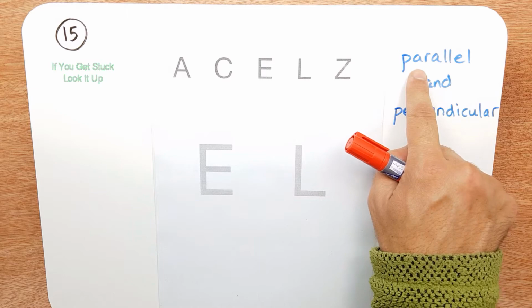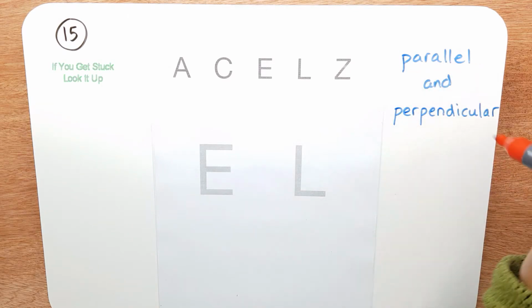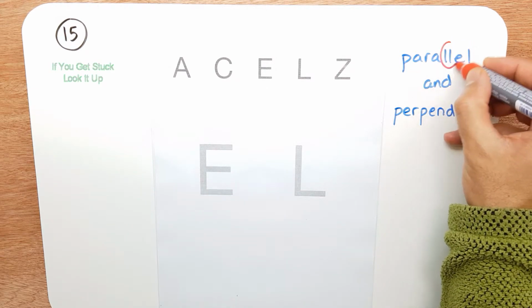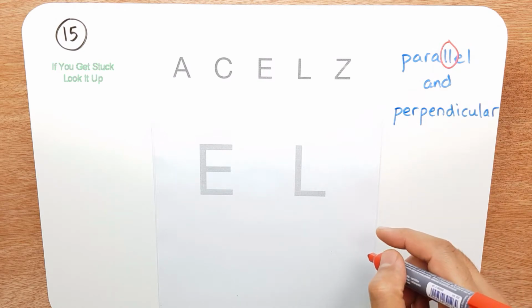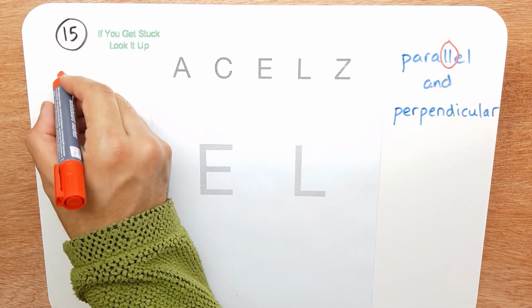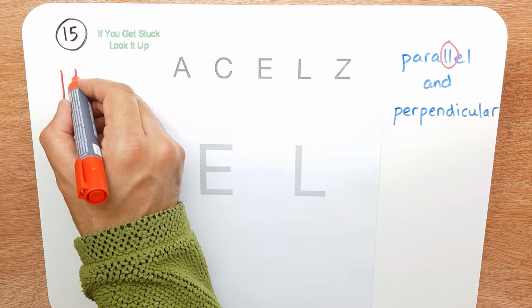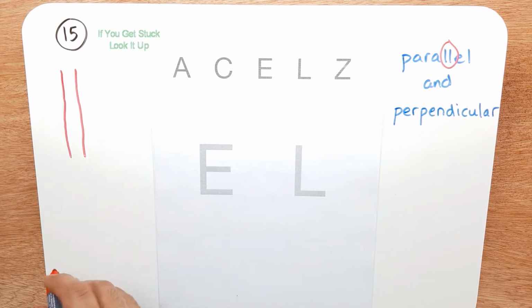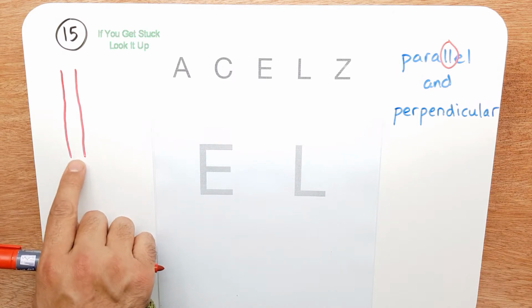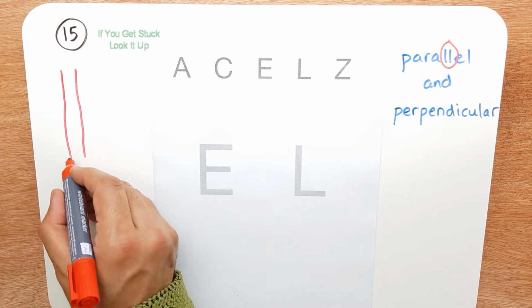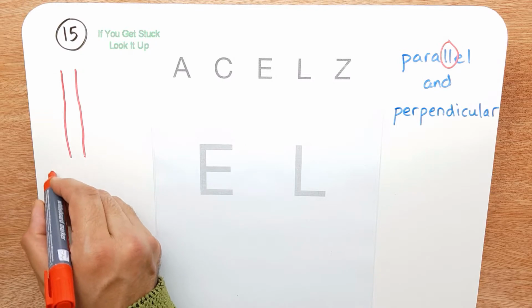Now we need to look at the word parallel. Now there's a little clue here. Double L. If you have 2 straight lines and they never ever meet, they're the same distance apart, these 2 lines are parallel.